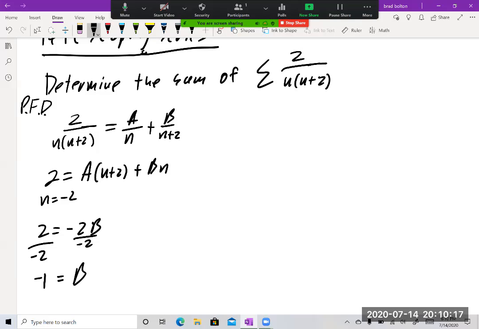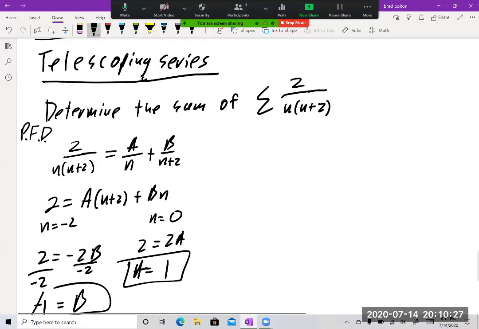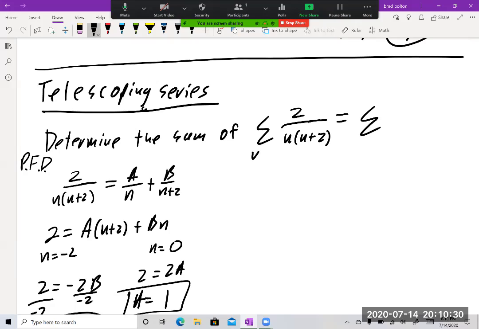Okay, and then over here we can say n equals 0. So then 2 is equal to 2a, so then a is equal to 1. So then we actually have this series, n equals, let's say 2 to infinity. Let's start at 2 for this particular one, because you can start at anything you want. So n equals 2 to infinity. Anything you want that is a positive integer. I guess you can also start a series at 0 as well, so just 0 or whole numbers.